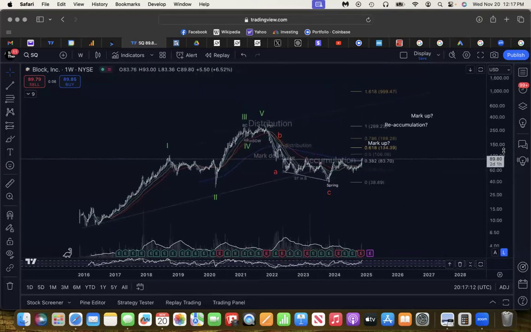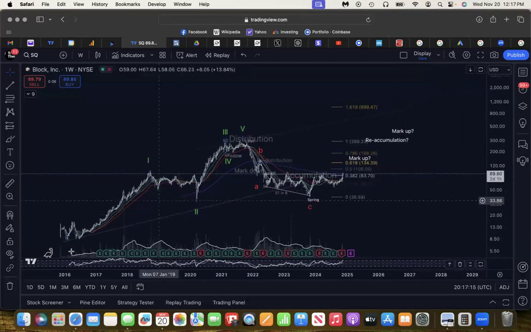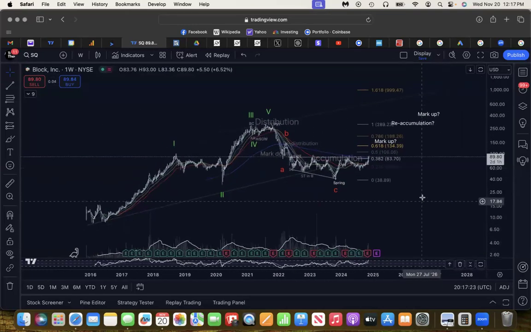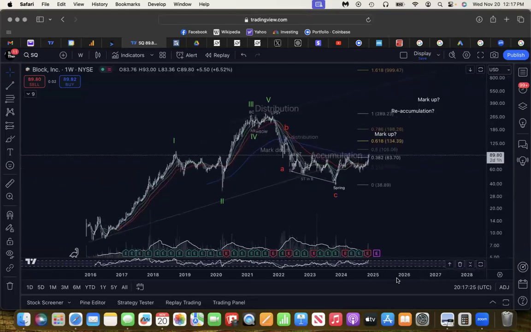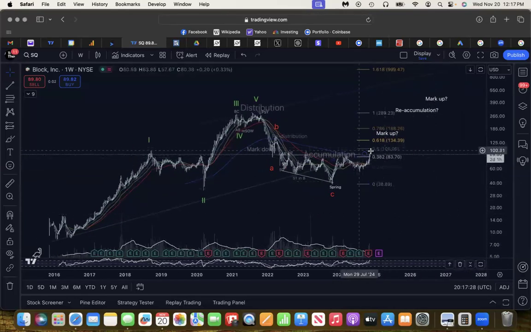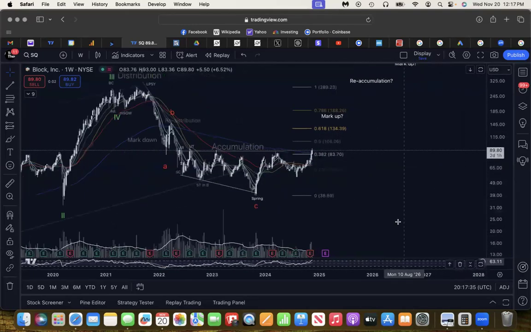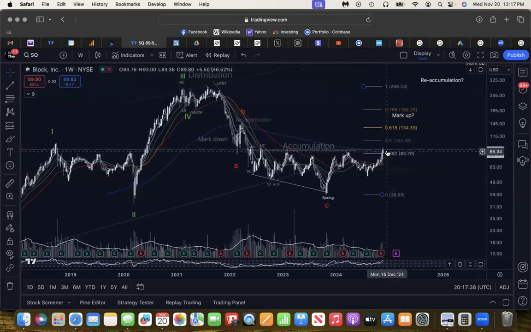Square is one of our favorite charts for this cycle. It has the 1, 2, 3, a three-wave price cycle setup. Very bullish outlook on Square. We're looking for this backtest of the 200 weekly exponential moving average, this blue moving average right here. If we get that, we expect it to very quickly get through the 0.5 and get up into this 0.618 at 134.39.